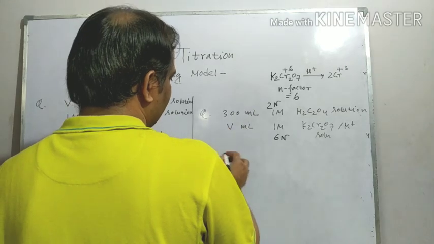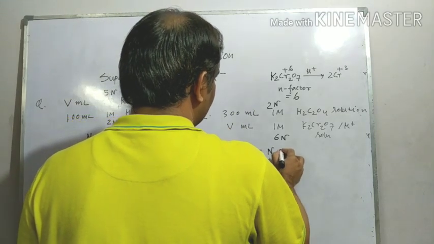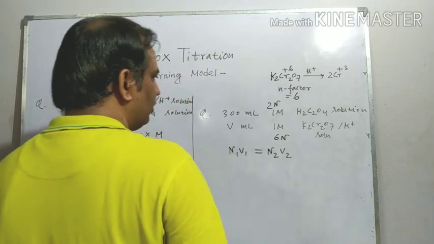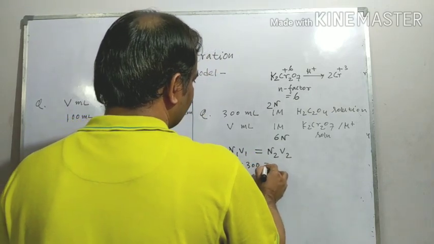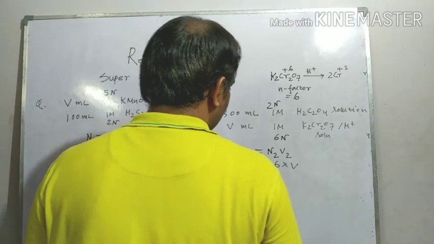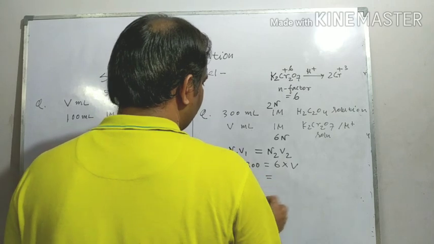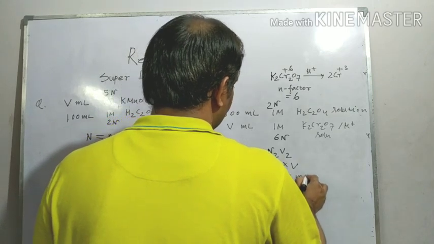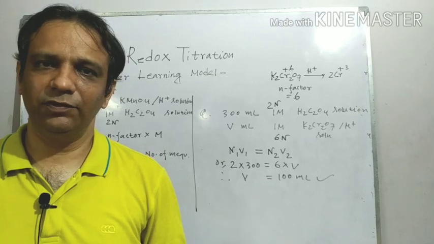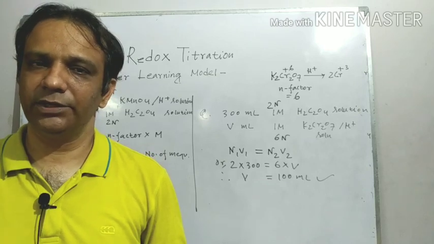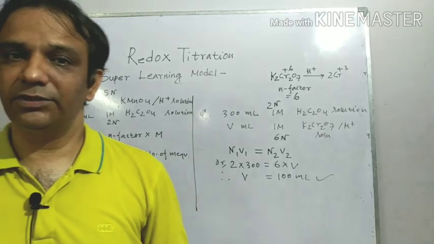So now when we apply N1V1 equal to N2V2 according to the law of chemical equivalence, we'll get the volume as 100 ml. So my dear students, I think the examples are clear to all of you and you have understood all the steps. There are some other reagents also. I'll discuss them in the next video.